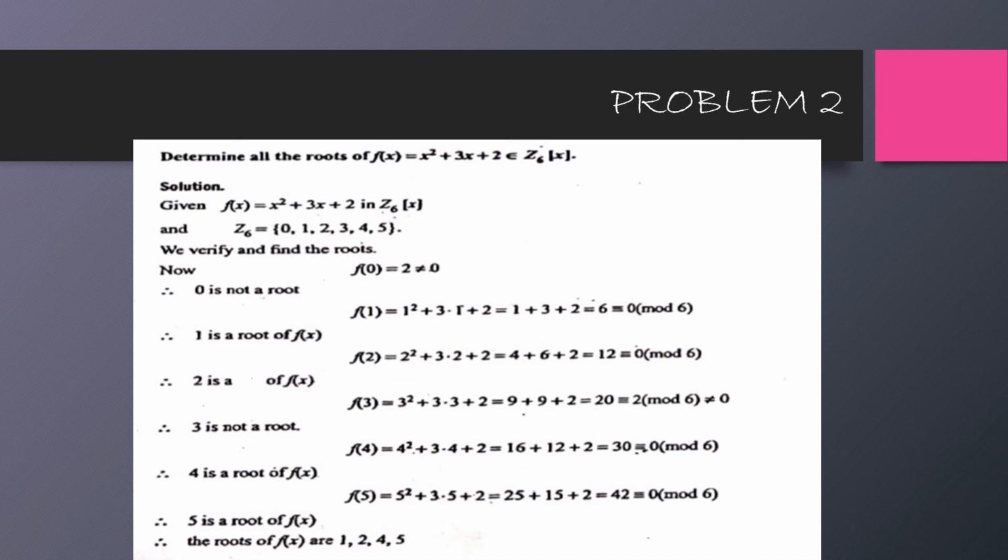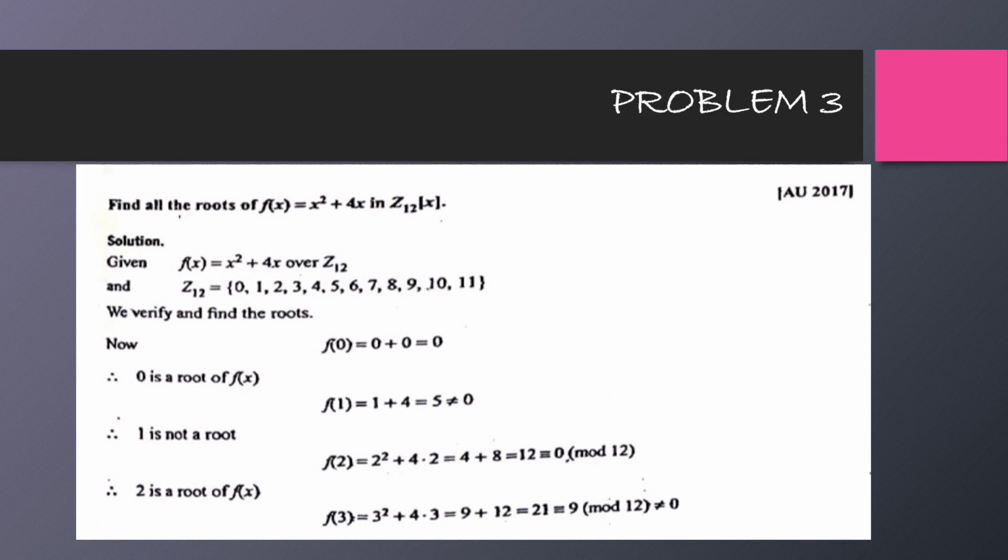2 I substituted, my answer is 0 here. Look at the remainder. So therefore 2 is a root. 3 I substituted, the remainder is 2. So it is not a root. 4 I substituted, the remainder is 0. So 4 is the root. 5 I substituted, the remainder is 0. So 5 is the root. So you finally conclude, therefore the roots of f of x are 1, 2, 4 and 5 under the modular division of Z6. Is that clear?